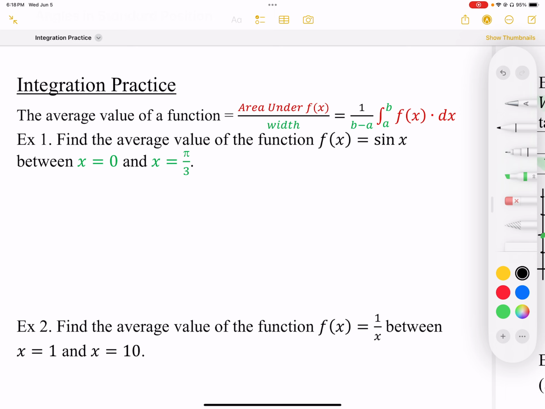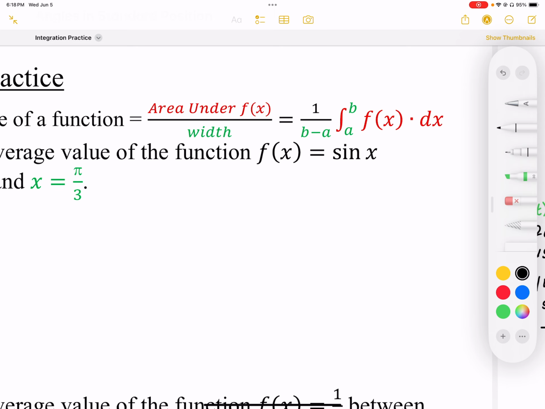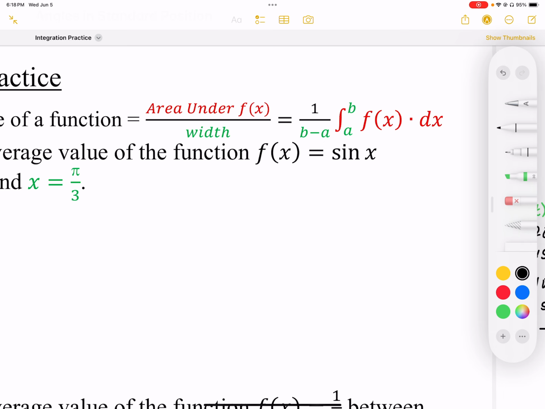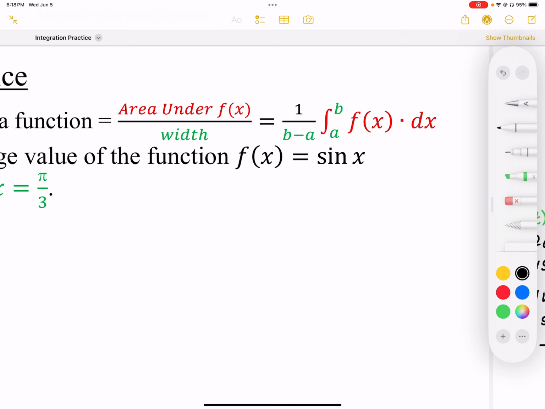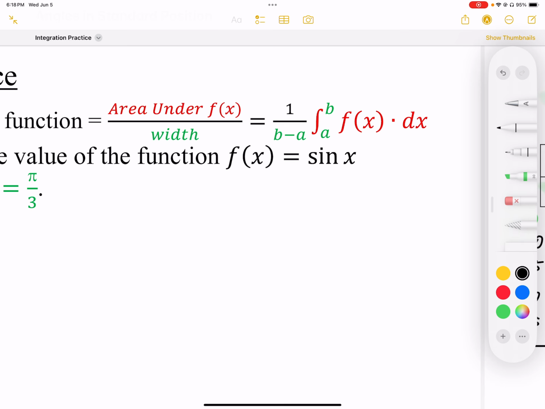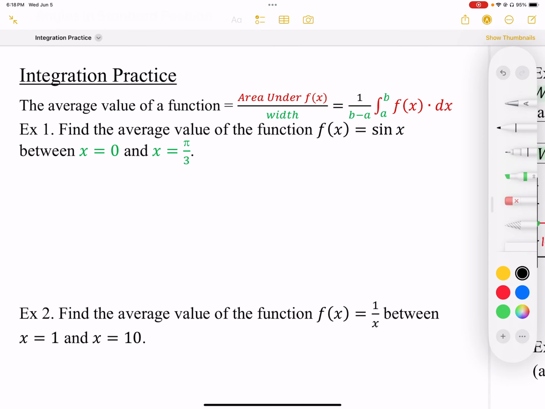So it looks like this in the formula. It's going to be 1 over b minus a. So b minus a represents the interval width. A and b represent the end bounds of the integral, the area that we're doing, and with f of x, we're finding the area under f of x. And this formula gives me the average value, or the average height, of the f of x function.